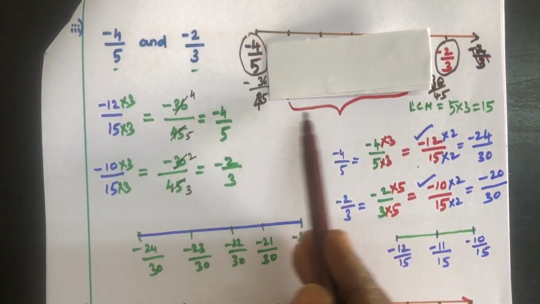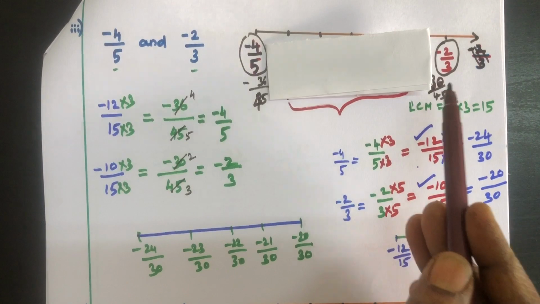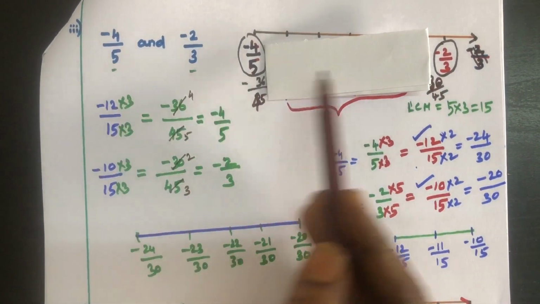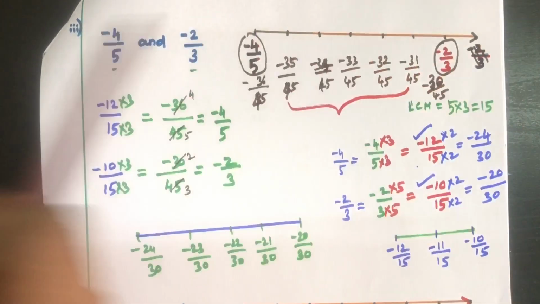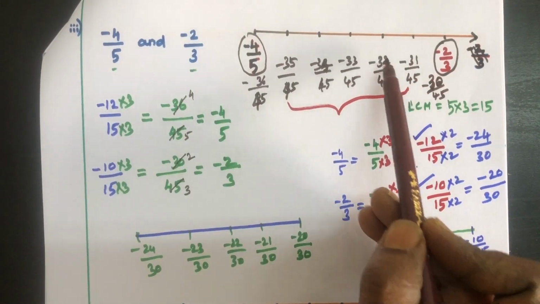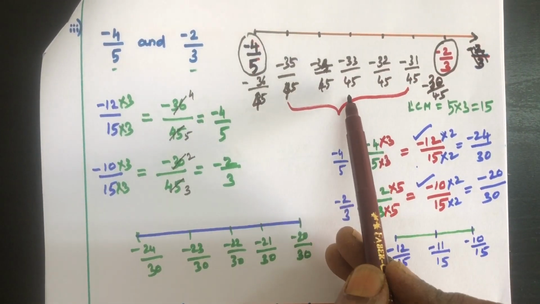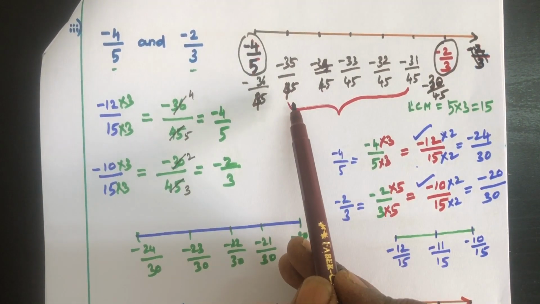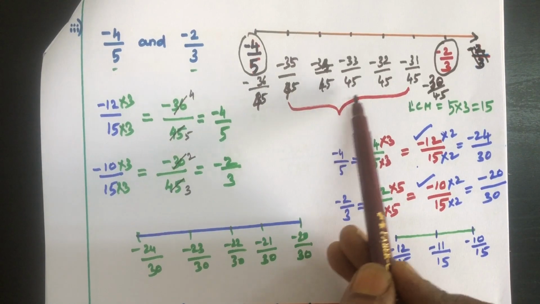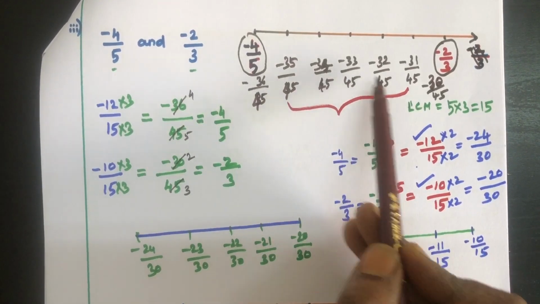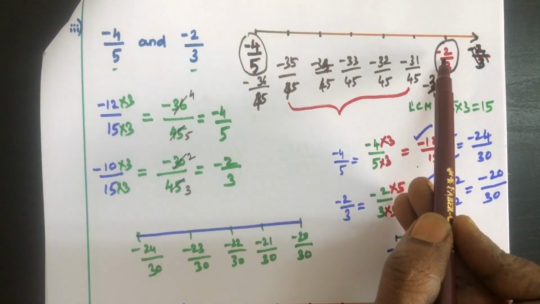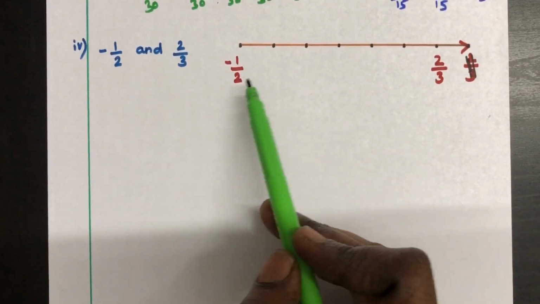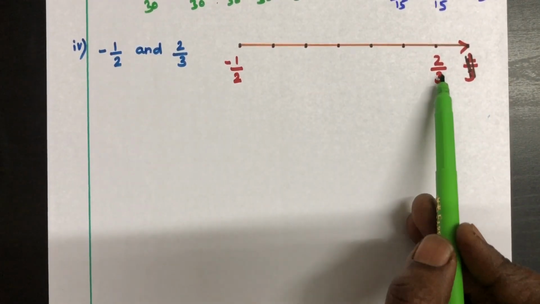So what are all the things that come in between on a number line? If this is the negative side of the number line, it will increase this way, to the right side, right? So it is minus 31 by 45, minus 32 by 45, minus 33 by 45, minus 34 by 45, minus 35 by 45. So these are all the rational numbers in between minus 4 by 5 and minus 2 by 3.